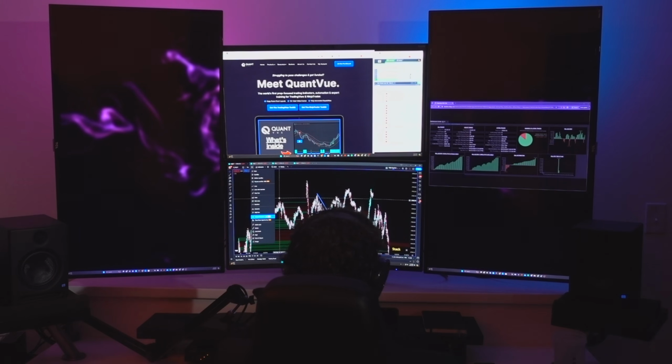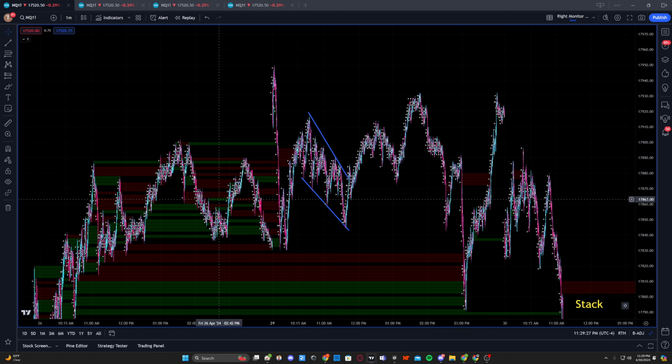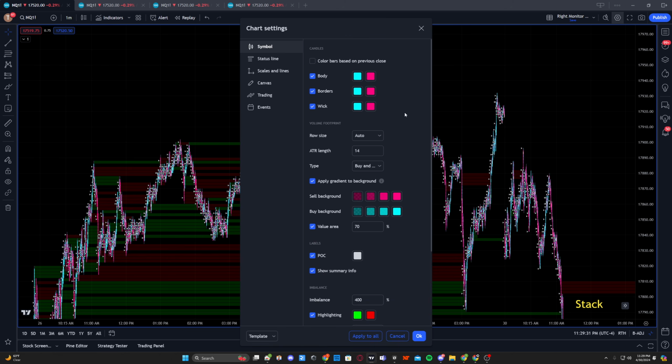So what you're going to want to do is open up a chart, put it on 1 minute on NQ, right? You're going to go up here to chart type and go to volume footprint. Once you have the volume footprint up on your chart, what you want to do is go into settings and you're going to leave everything the same.